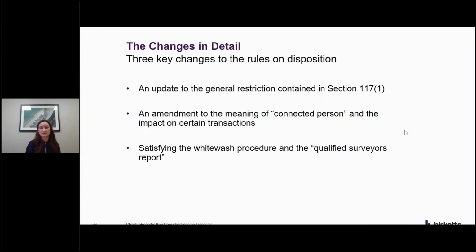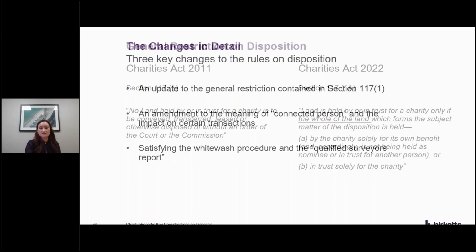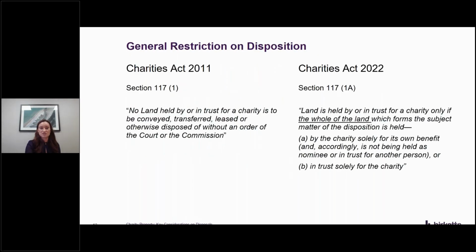So she's spoken about the general restriction contained in 117, which specifies no disposal without the consent of the court or the commission. And I'll talk about an amendment that's been made to that. There's also been a change to the meaning of connected parties and when you will need to obtain consent and when you don't. And there's also been an update to the whitewash procedure, which is the requirement to obtain advice from a qualified surveyor. So let's have a look at the update to the general restriction.